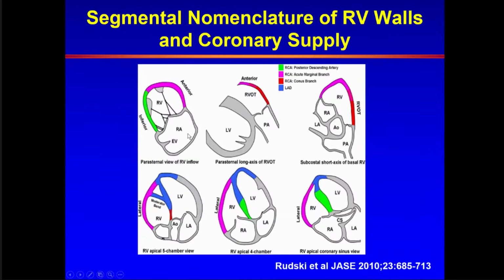It gets its blood supply mainly from the right coronary artery and its branches. The anterior wall of the right ventricle gets its blood supply from the acute marginal branch, whereas the inferior wall gets its blood supply from the posterior descending coronary artery.